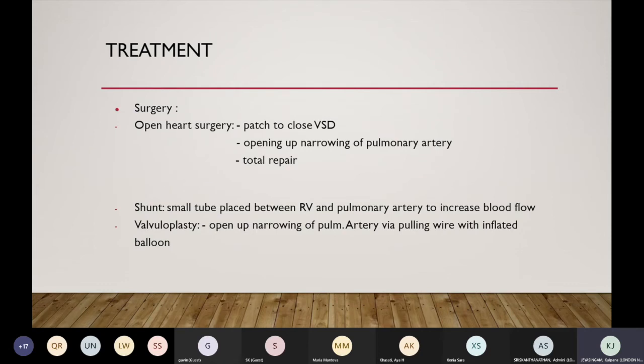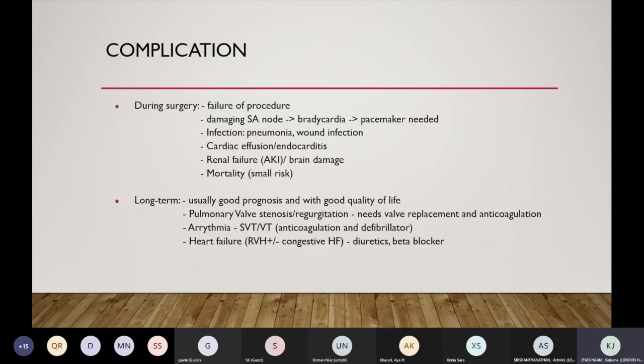A shunt is a small tube placed between the right ventricle and the pulmonary artery to increase the blood flow, and that might be just a temporary resolution. Or valvuloplasty, again to open up the narrowing of the pulmonary artery by pulling a wire with an inflated balloon. Again, these are just temporary measures until you actually repair the whole defect.